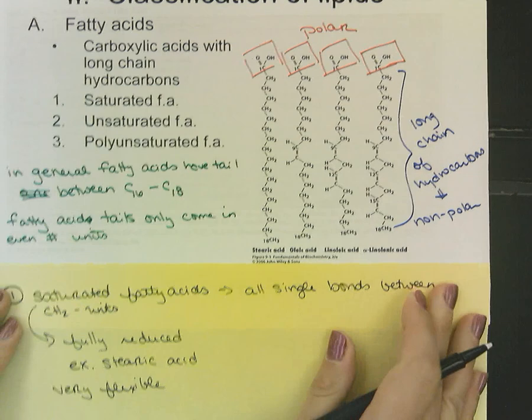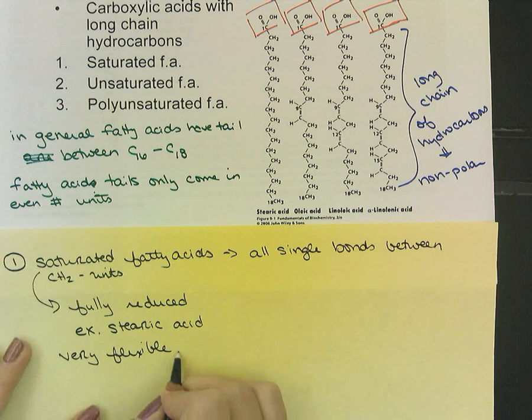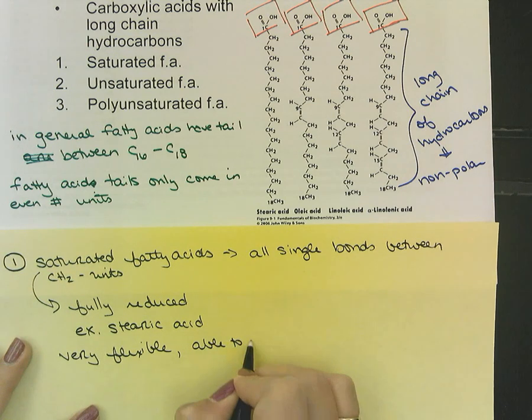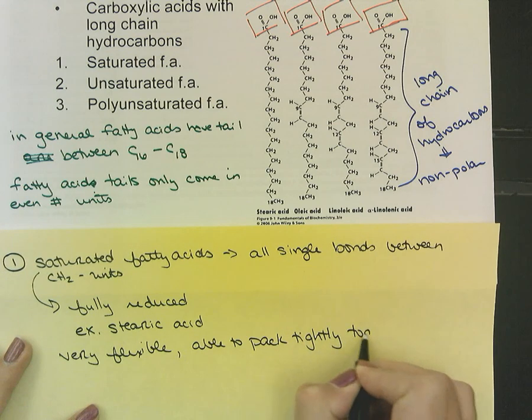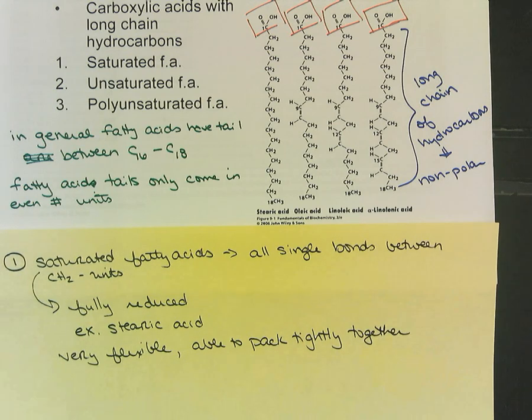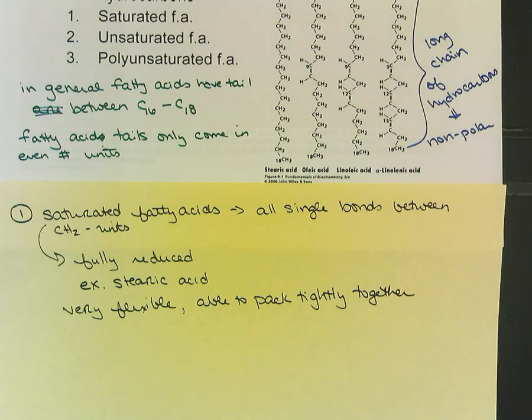Saturated fatty acids are also very flexible because they have no double bonds, so no constraints there. And as such, they are able to pack tightly together. You can imagine a whole bunch of them line up real nicely together. All right, so then let's compare that to an unsaturated fatty acid.